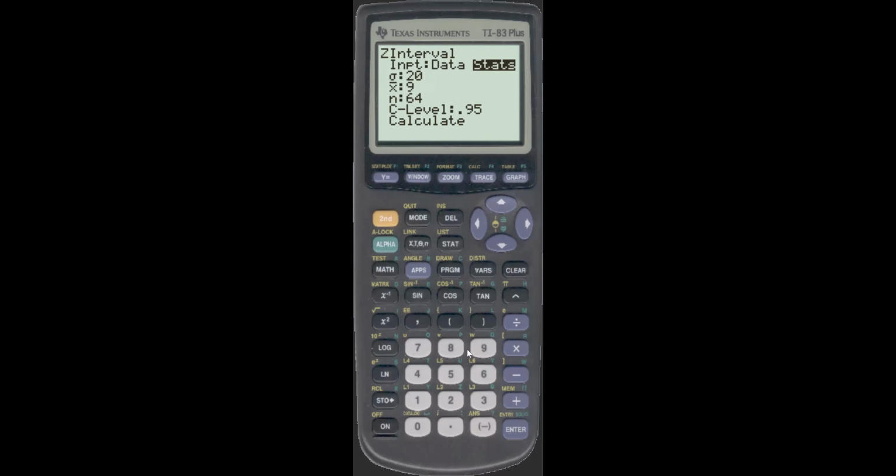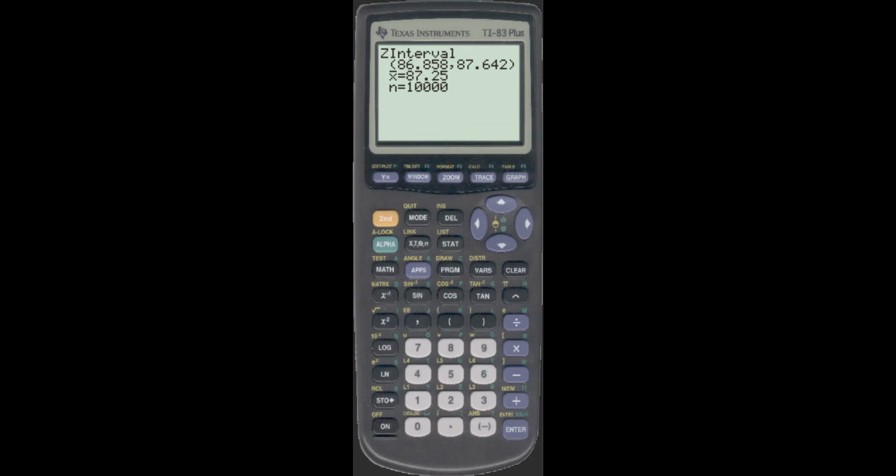X bar is 87.25. And it's quite large. This might be an issue. I'm going to check here. 1, 2, 3. And we want the 95% confidence interval. Okay, so we're going to calculate that. All right, so we get 86 point.